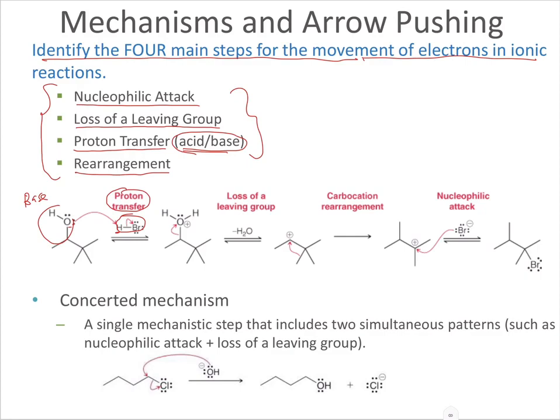Once that happens, we form protonated alcohol, which can be kicked out as a leaving group because it leaves as water, which is neutral. So we consider that a loss of leaving group. Loss of leaving group usually involves the kicking out of a compound that is going to be stable. Only compounds that can be kicked out as stable molecules will be removed as leaving groups.